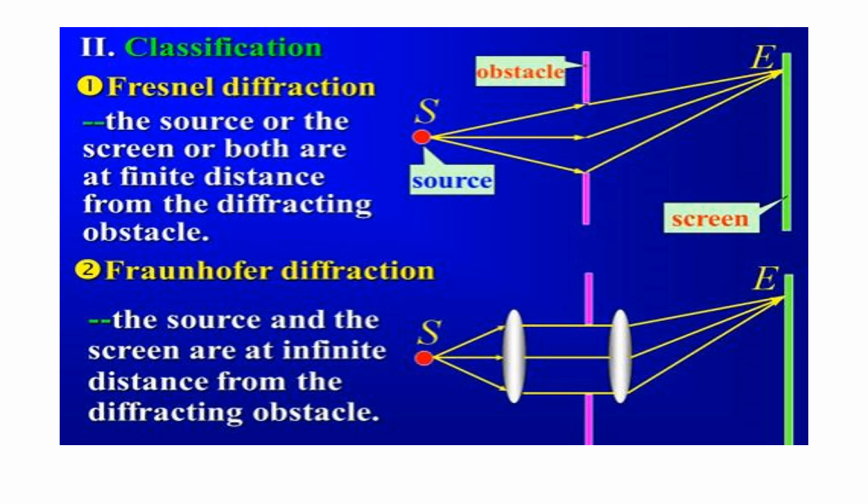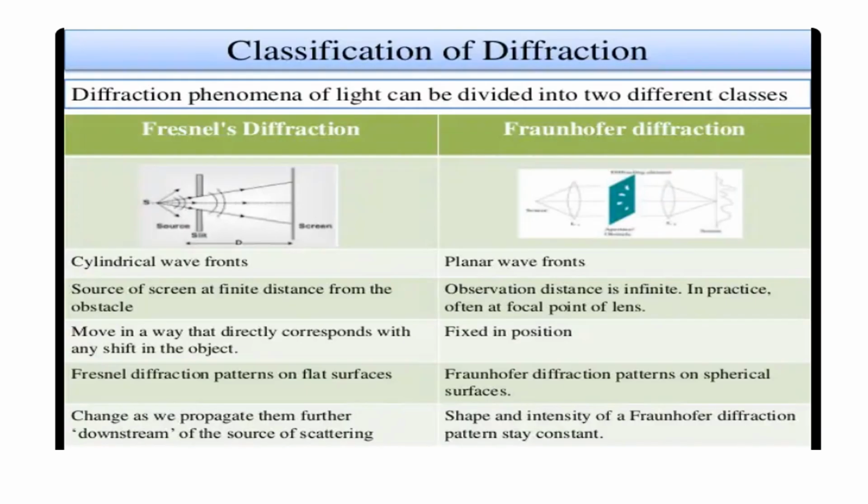In Fresnel diffraction, the source or the screen or both are at a finite distance from the diffracting obstacle. This is the source, this is the obstacle, and this is the screen. So the source or the screen are at a finite distance from the obstacle. When you look at Fraunhofer diffraction, the source and the screen are at infinite distance from the diffracting obstacle.